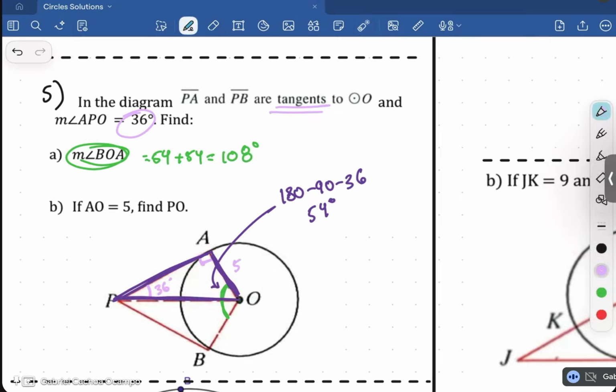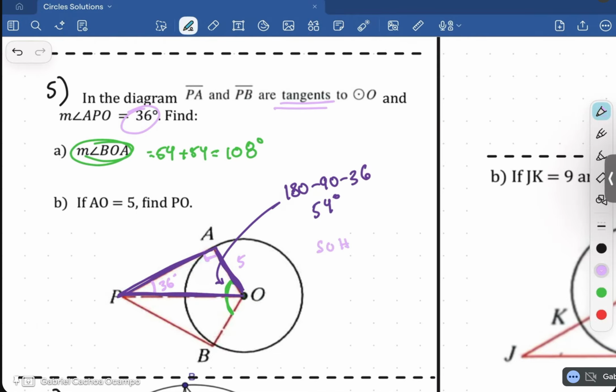So how do I find PO? I need to relate opposite and hypotenuse, so I need to use the sine. So sine of 36 equals opposite over hypotenuse. Because my variable is below, I need to flip. So 5 divided by the sine of 36 is 8.506. So how much does PO measure? PO measures 8.506.